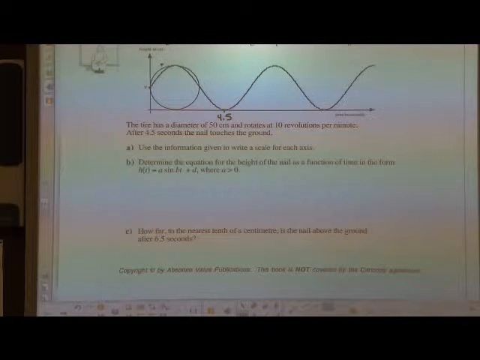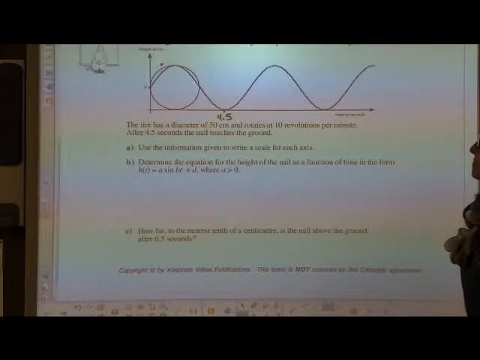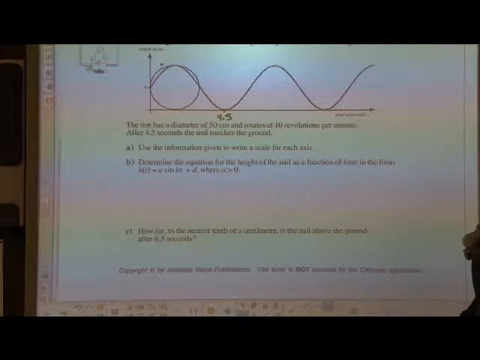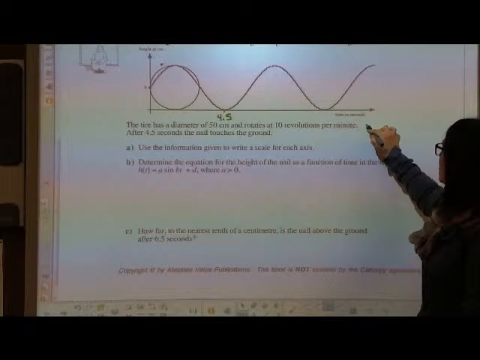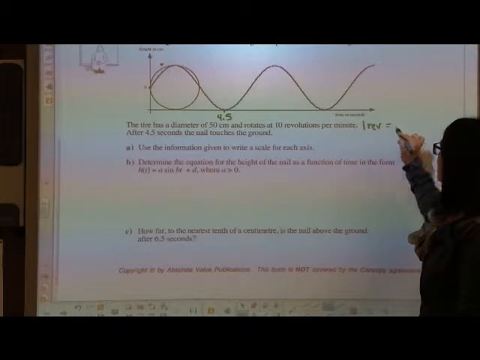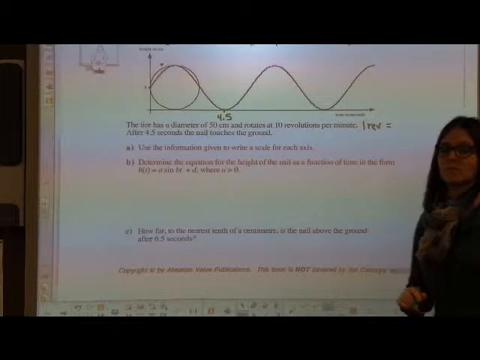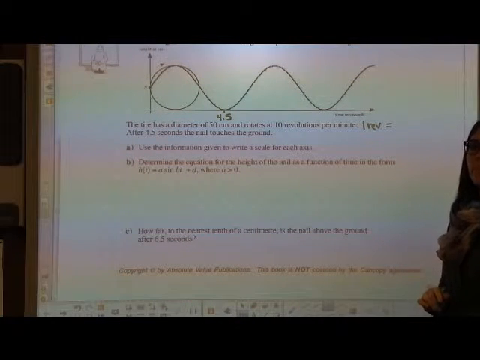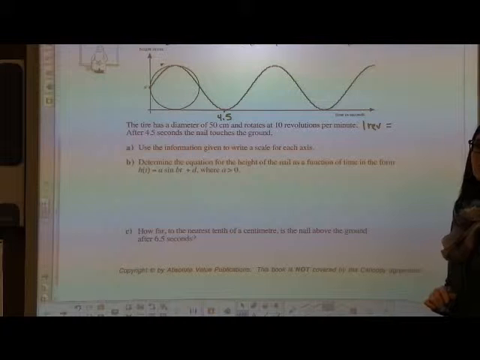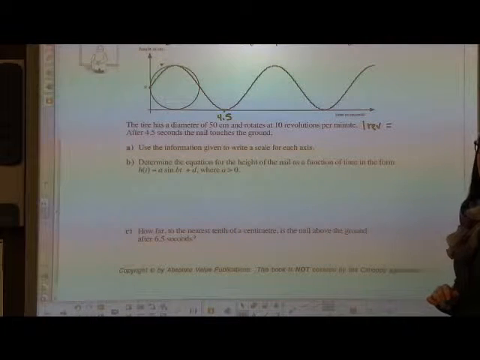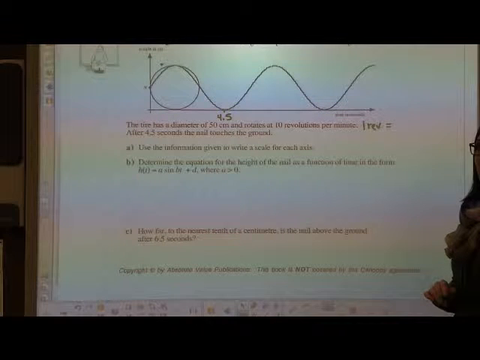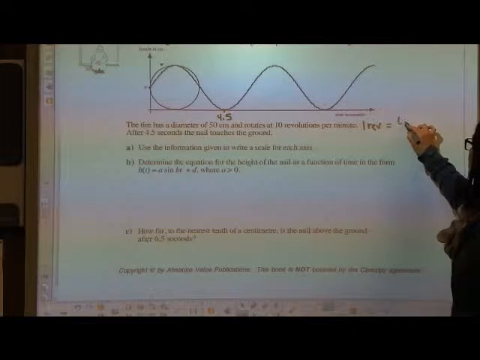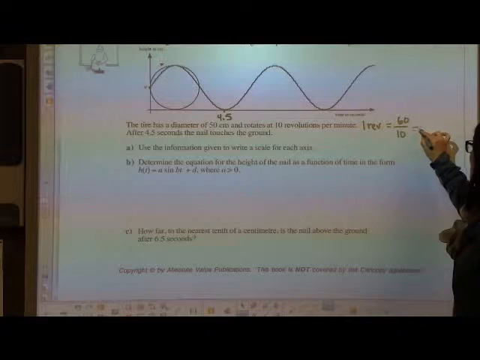What else do I know? There's 10 revolutions per minute. Okay. So how long does it take for one revolution? So if there's 10 in 1 minute, how long does it take to complete one cycle? 6 seconds. How'd you get 6 seconds? 60 divided by 10.